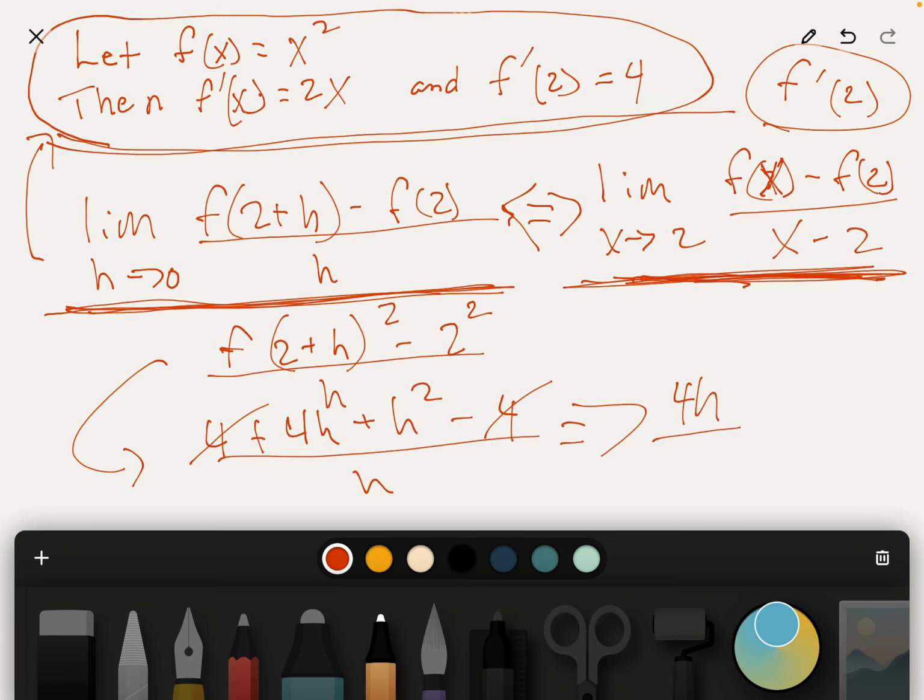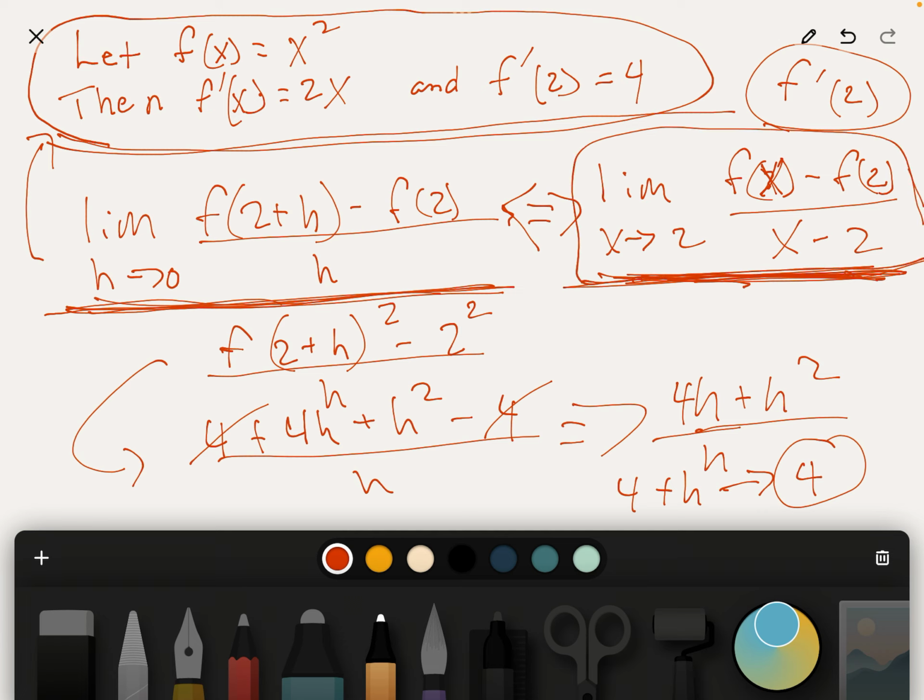plus h squared over h. Divide through by h, and you get 4 plus h, but as h goes to 0, this goes to 4. So you do arrive at f prime of 2 correctly, but you're not able to do it with this expression even though it is equivalent. Okay, I hope that's clear.